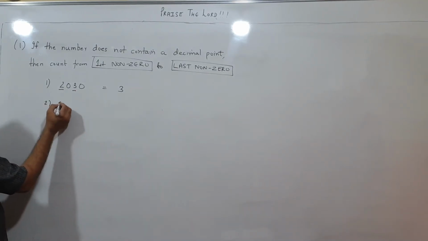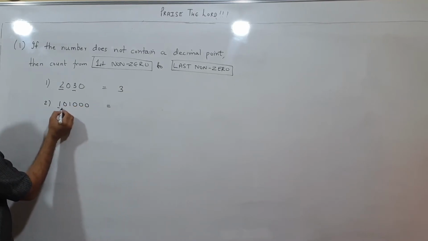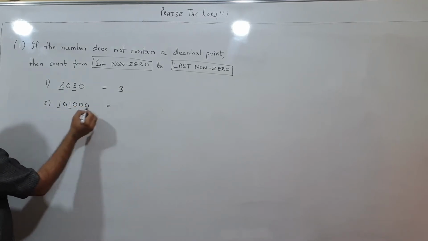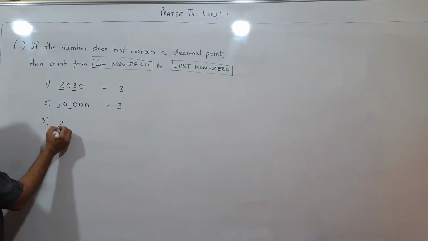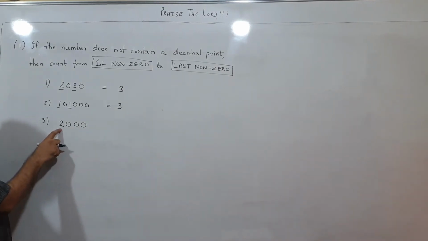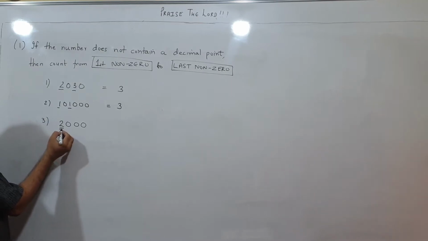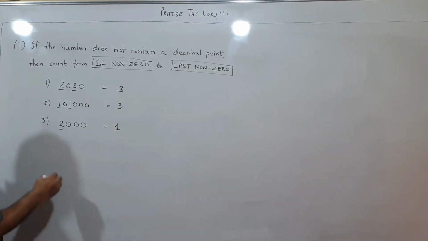If I am having a number like 10100, so from here to here, 1, 2, 3, 3 significant digits in this number. If I am having a number 2000, so this is the first non-zero as well as the last non-zero. So I count from 2 to 2, that means there is only one significant digit in this number.